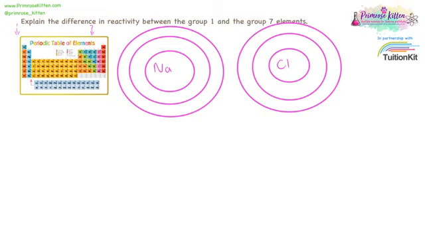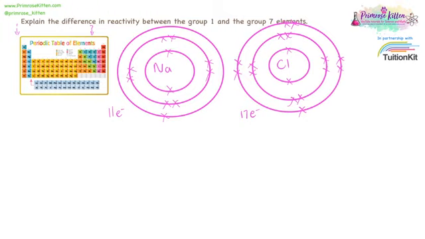So here we have two elements, sodium, which is in group 1, and chlorine, which is in group 7. Sodium has 11 electrons and chlorine has 17 electrons. So I'm just going to fill those in. 1, 2, 3, 4, 5, 6, 7, 8, 9, 10, 11. And 1, 2, 3, 4, 5, 6, 7, 8, 9, 10, 11, 12, 13, 14, 15, 16, 17. And it is these outer electrons that we need to be paying attention to.